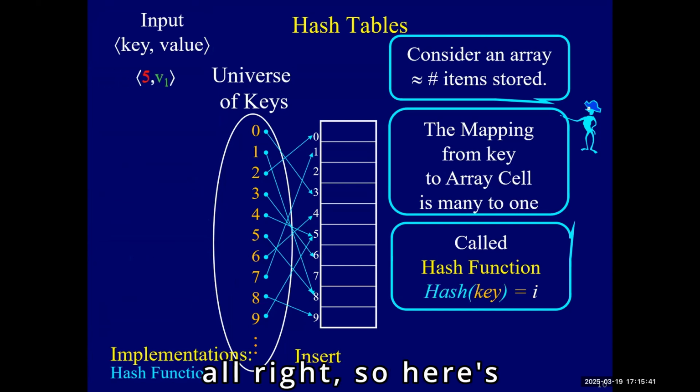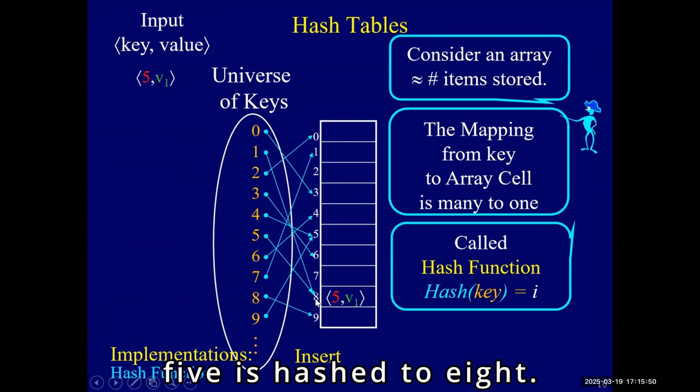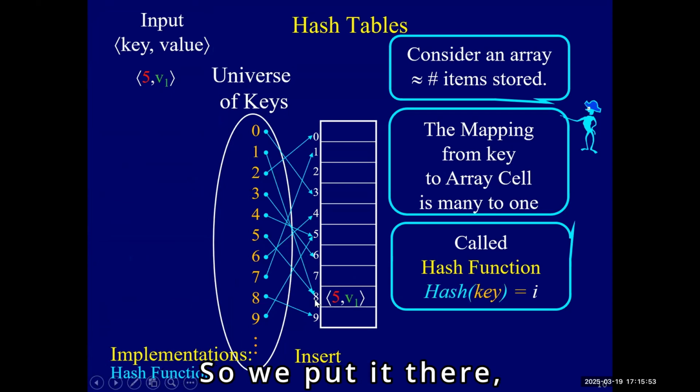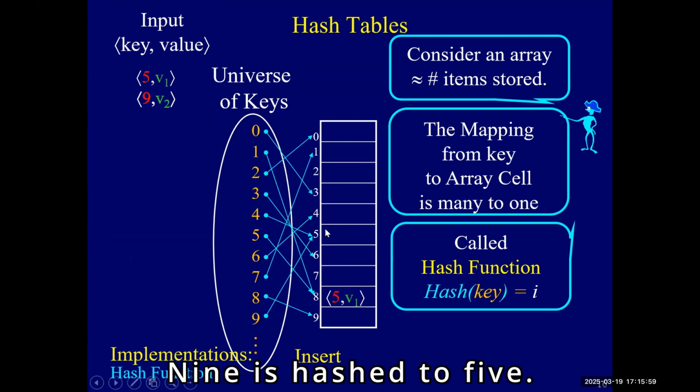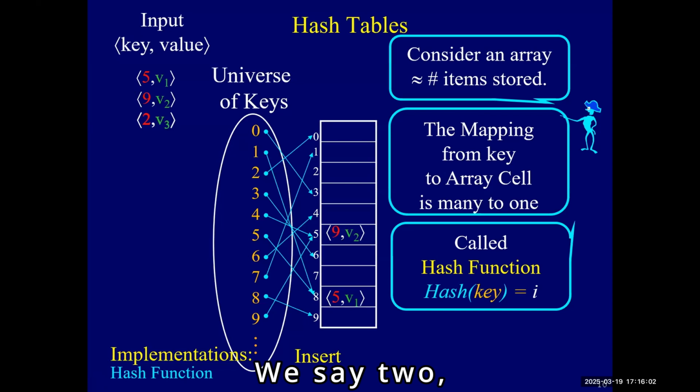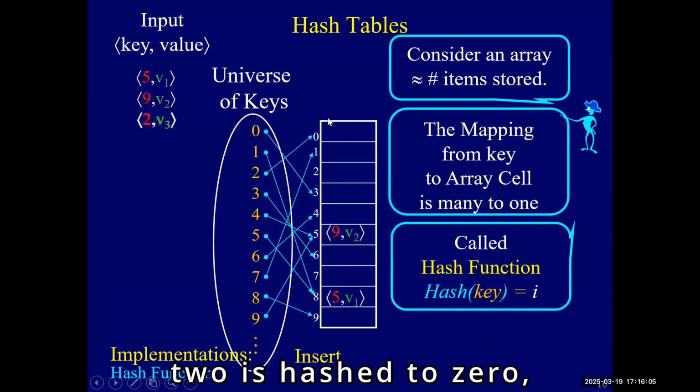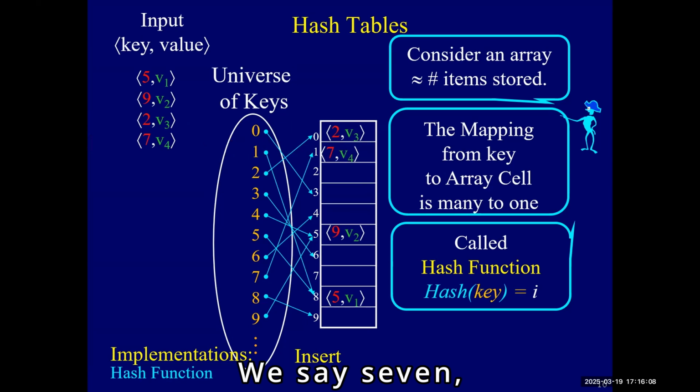All right, so here's how we insert. We got a new guy. We say 5 is hashed to 8. So we put it there, right? And then we say 9. 9 is hashed to 5. We say 2. 2 is hashed to 0, right? We say 7. 7's hashed there, right? We insert in constant time so far, right? Everybody see what we're doing? We're going to later have collisions, and we're going to have to deal with that when two things go in the same bin, but we're not worrying about that quite yet.